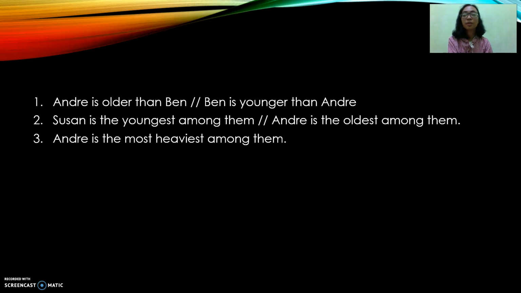we can compare between two. Andre is older than Ben, or Ben is younger than Andre. Two, we can use the superlative. Susan is the youngest among them, or Andre is the oldest among them. Three. Andre is the heaviest among them.